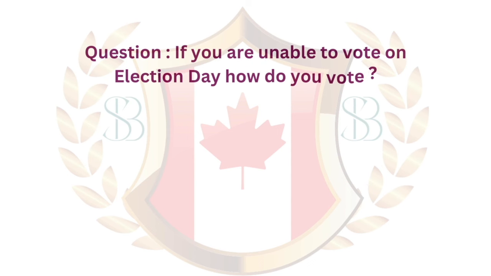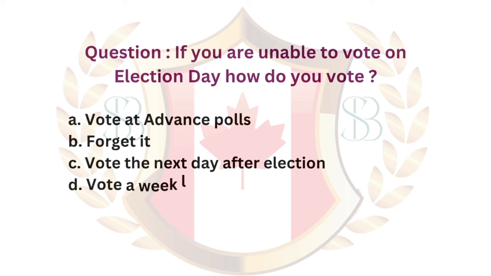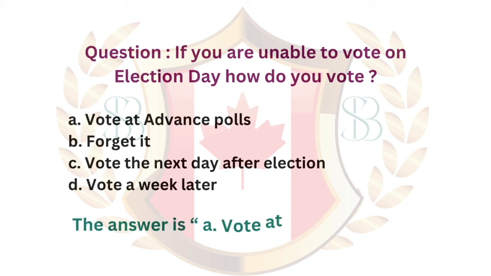Question. If you are unable to vote on election day, how do you vote? A. Vote at advance polls. B. Forget it. C. Vote the next day after election. D. Vote a week later. The answer is A. Vote at advance polls.